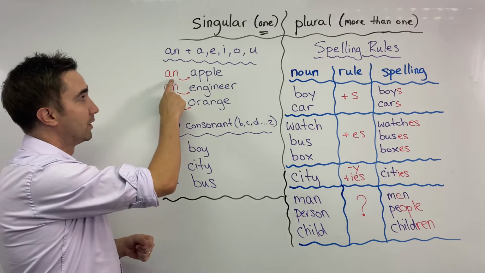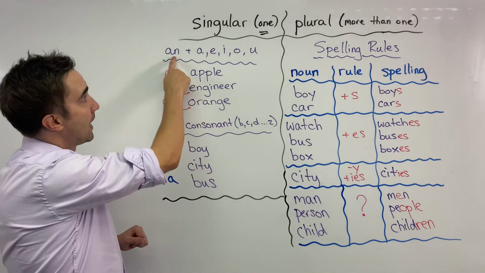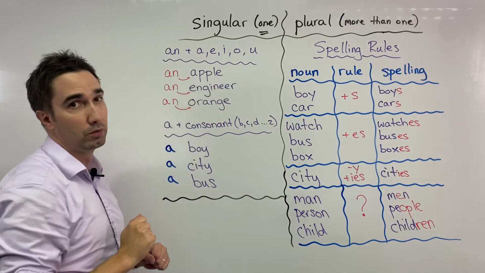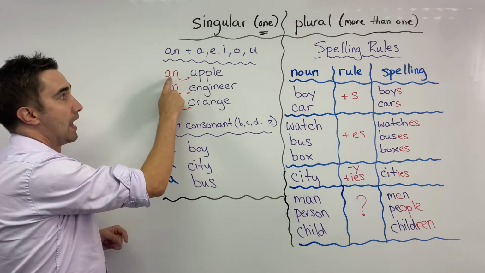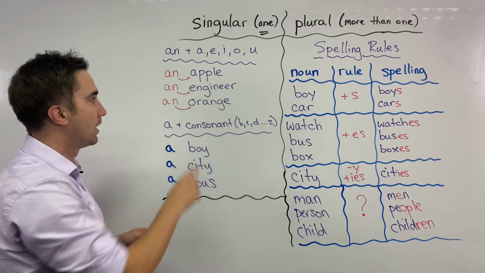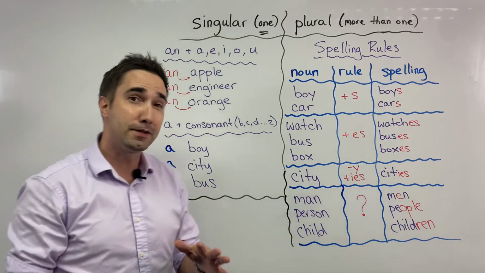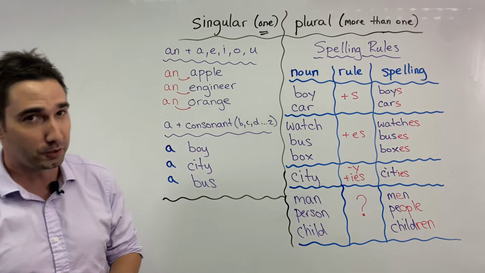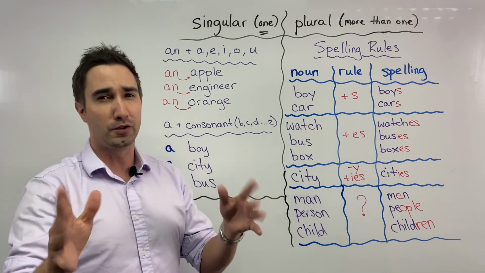So for example, we can say an apple. We use an plus a vowel, which is A, E, I, O, U. All right? So an apple. An engineer. An orange. Now, if you're an advanced English speaker or an intermediate English speaker and you stumbled upon this video, here's one small tip.